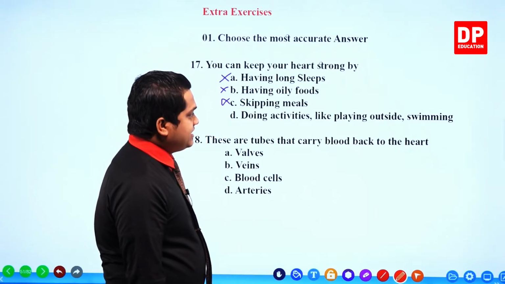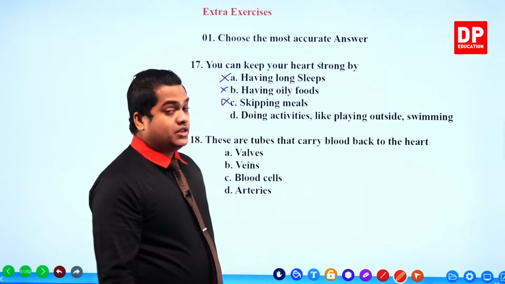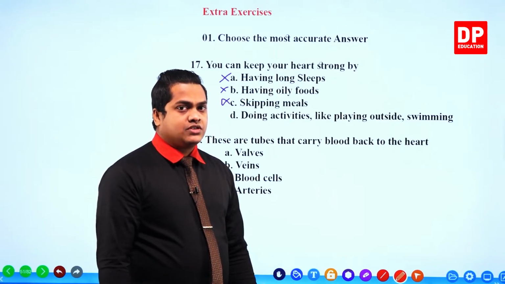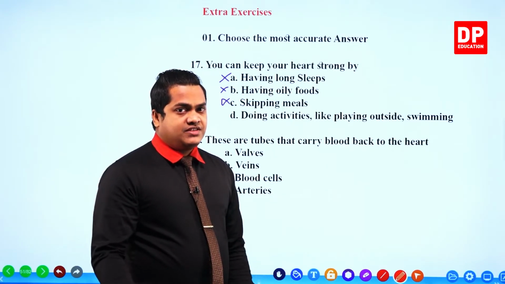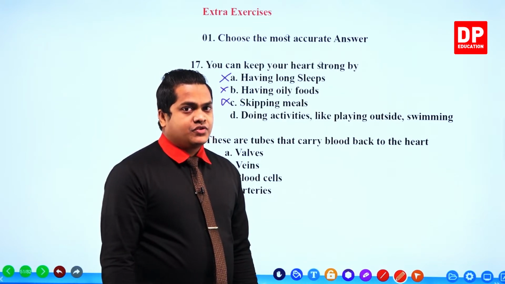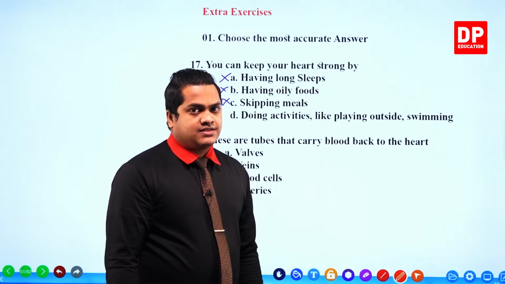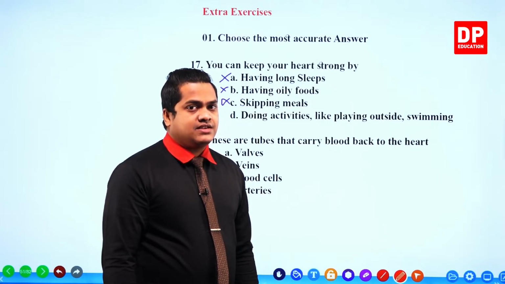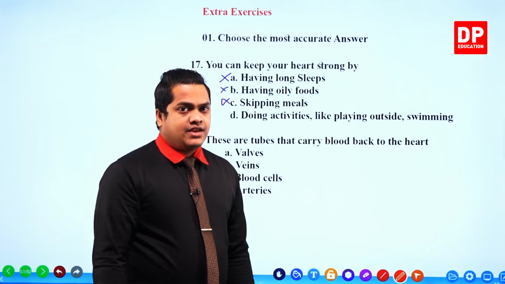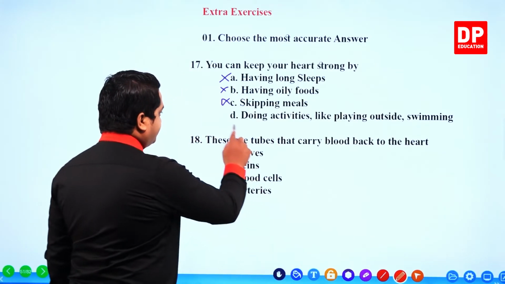Then doing activities like playing outside and swimming, that is our answer, because these would give physical exercise to the body. So it is very important to have physical exercises. Physical exercises help in maintaining a good and healthy circulatory system.